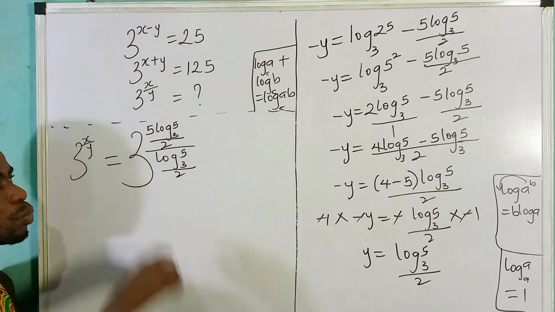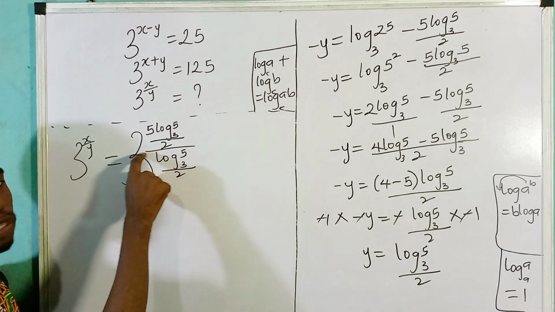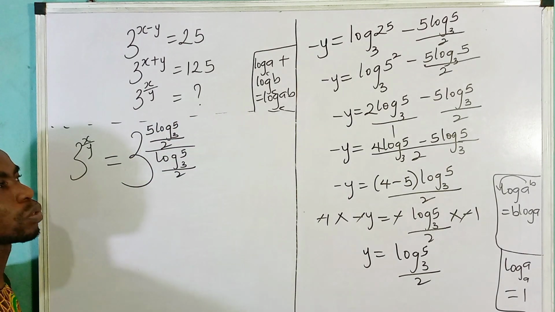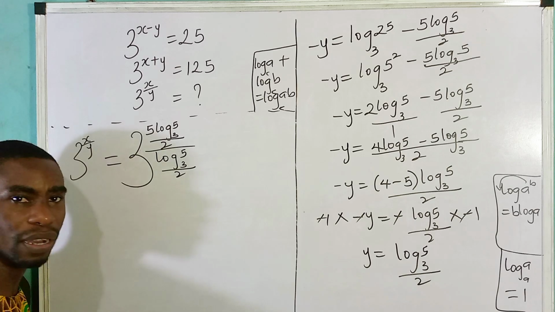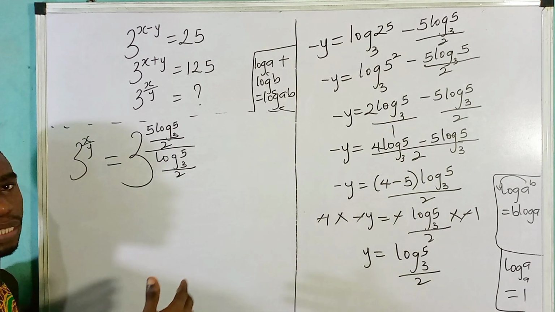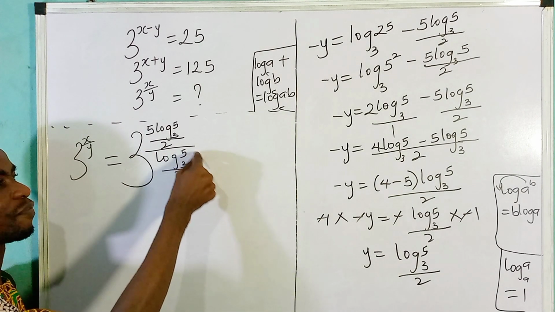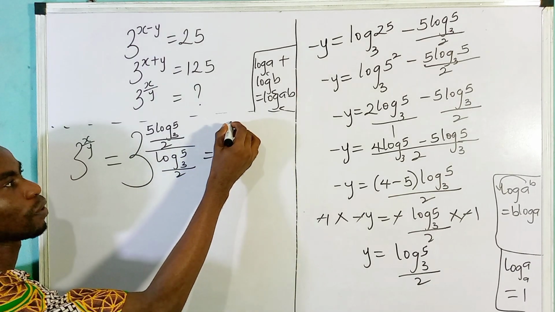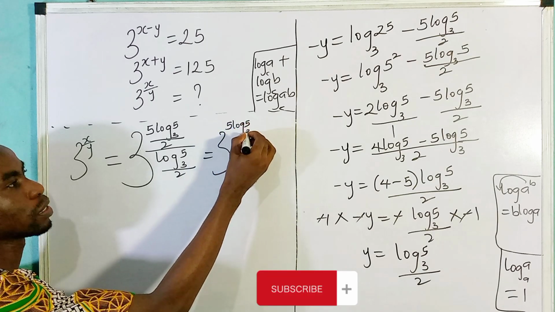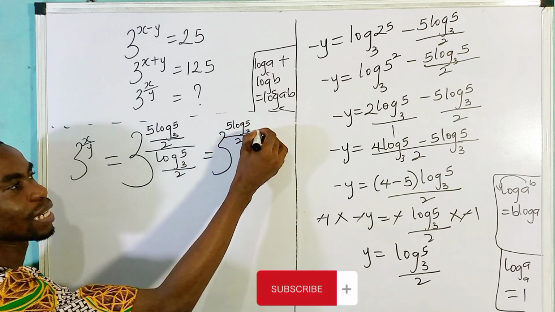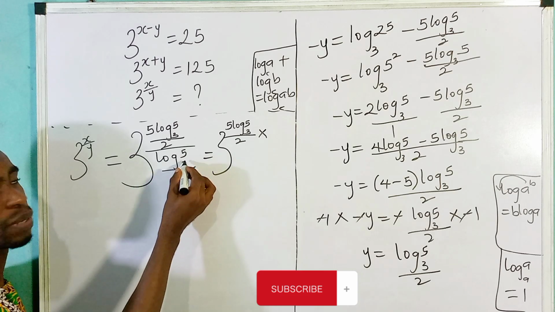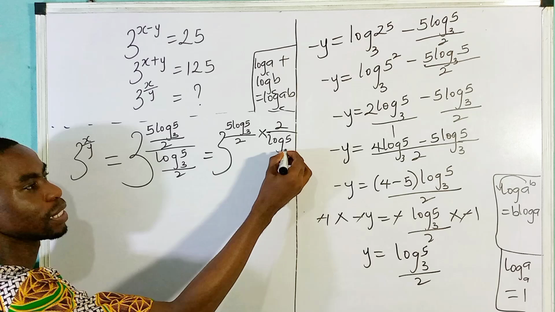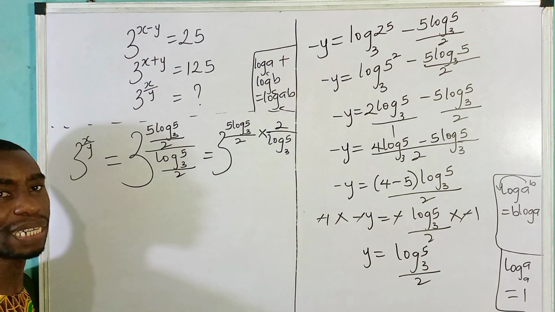And now we have the general divisor, which is this division. When you are dividing like this, you are going to look for something called multiplicative inverse. It means that you're going to be multiplying instead of dividing, but we'll be inverting the denominator. So this will be equal to 3 to the power of 5 log 5 base 3 over 2. Now we'll be saying times, instead of log 5 base 3 over 2, it will now be 2 over log 5 base 3. That's what we call multiplicative inverse.